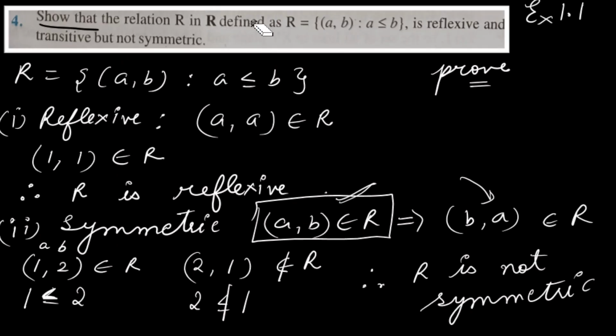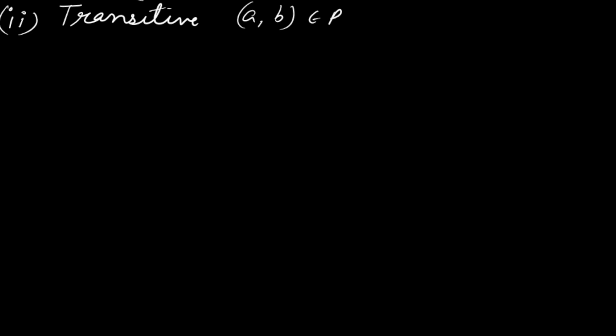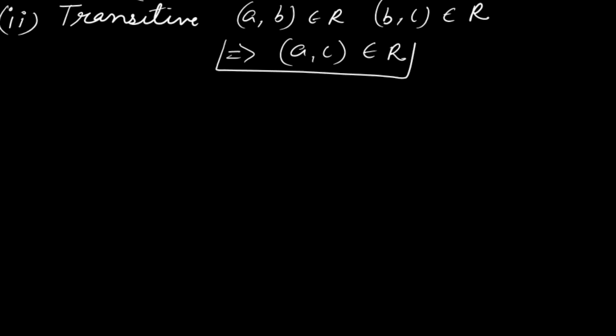So it was already given: it is not symmetric but reflexive and transitive. Now transitive we have to prove. For transitive, we know if (a, b) belongs to R and (b, c) belongs to R, it implies (a, c) should also belong to R. This thing we just have to check.